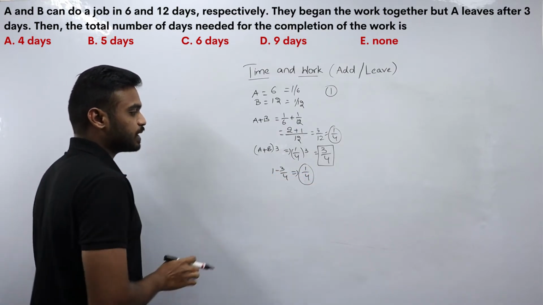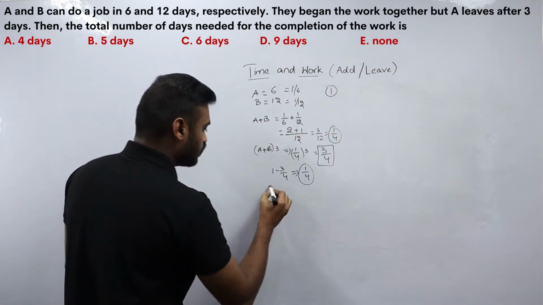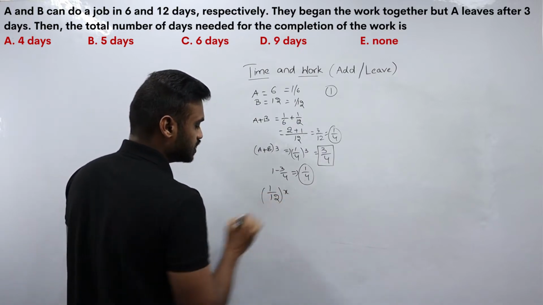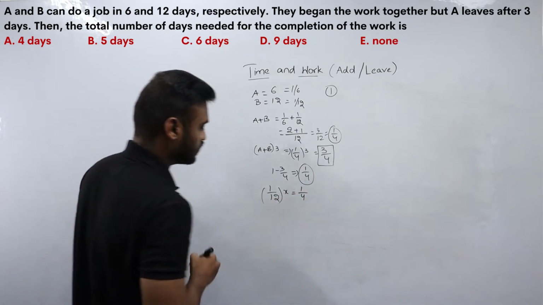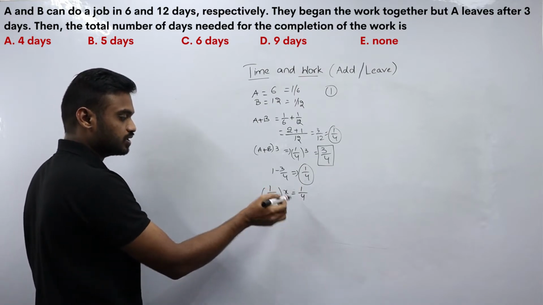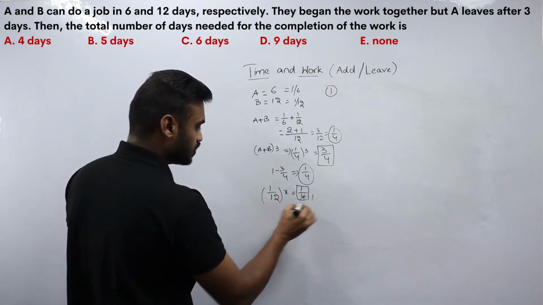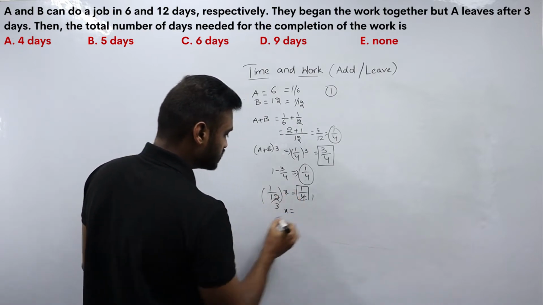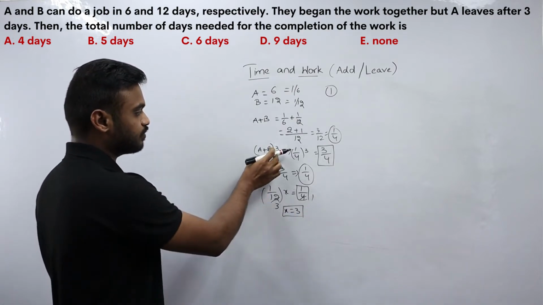To complete this 1 by 4 part of the work, how many days are taken by B? B's 1 day's work is 1 by 12. We don't know the time taken by B to complete the work, so I am considering it as X. To complete 1 by 4 part of the work, B's 1 day's work is 1 by 12. If I cancel, 4 ones, 4 threes, then X equals 3. So B takes an extra 3 days to complete the work after A leaves.